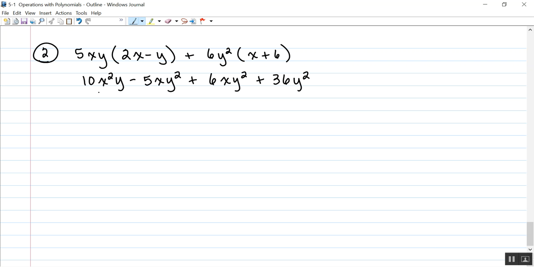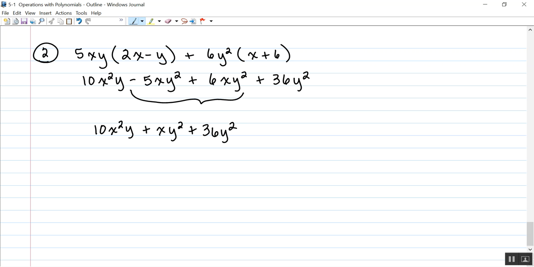Now I want to look and see if I have any like terms here. Remember, those are going to be terms that have exactly the same variables raised to exactly the same powers. So here I have an x squared y, and I don't have any more of those. Here I have an xy squared and another xy squared, so those are like terms I can combine, and only a y squared there. So I'll have 10x squared y plus xy squared plus 36y squared, and that is simplified.